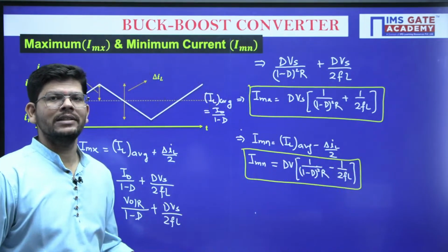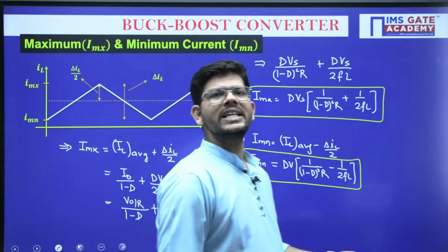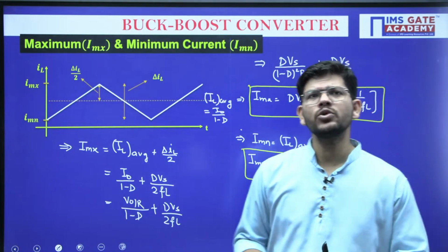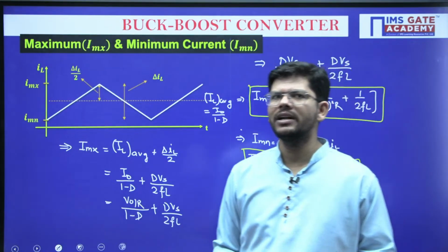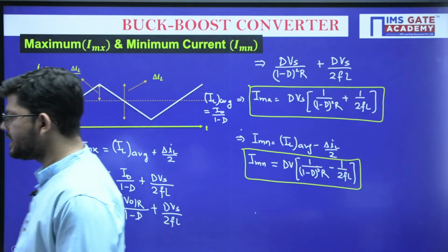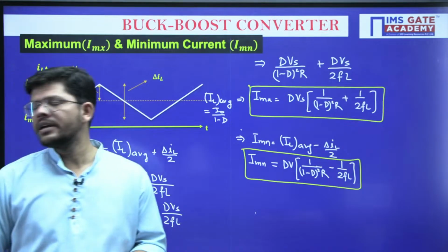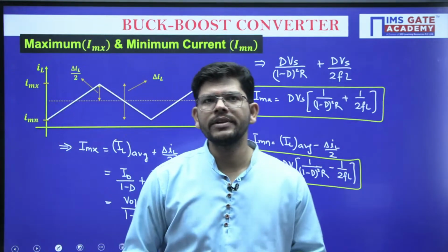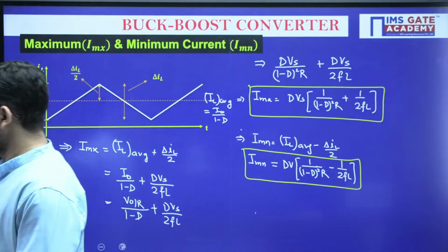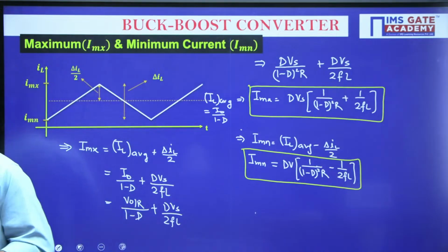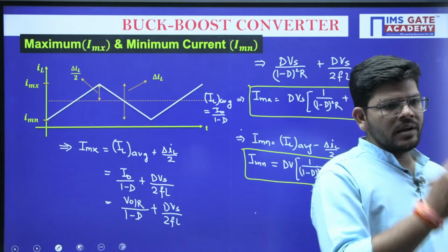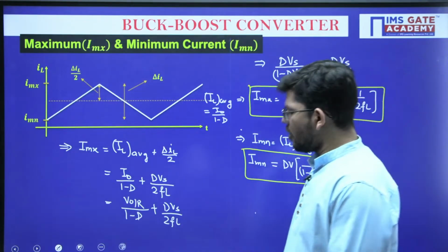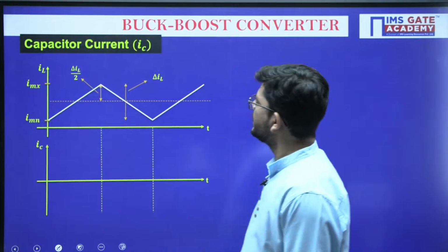Now you may be asked to calculate these currents individually. You may be asked to calculate their ratio. You may be asked to calculate their difference. Anything can be asked. Maybe I max and I min you have to calculate, and then you have to calculate IL average. So this is how you can calculate both these currents, and finally you can calculate the maximum and minimum values. So this is how maximum and minimum value of inductor current has to be calculated.